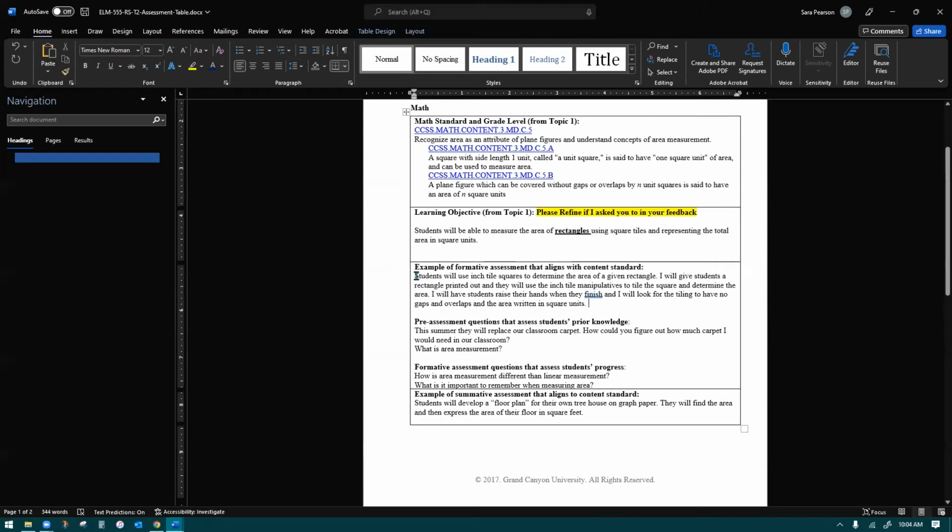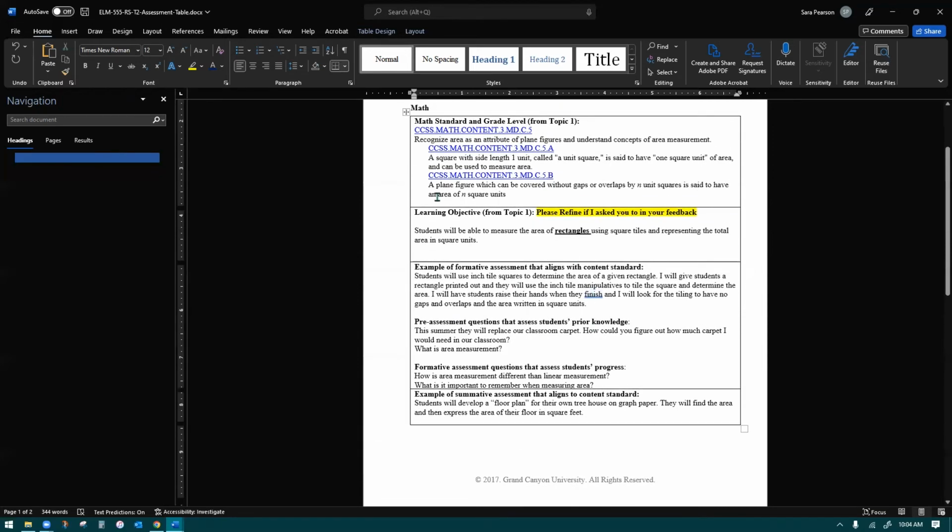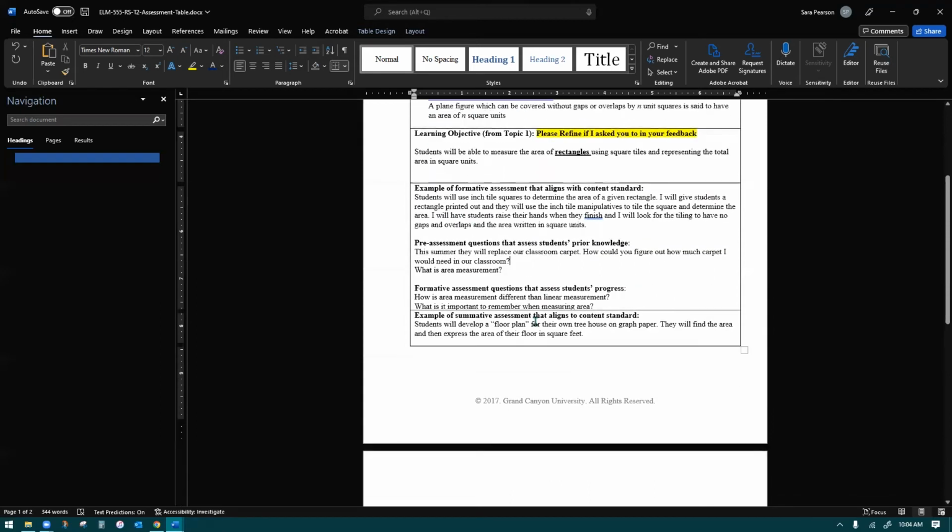The more detailed you are like this, the better it will be for me, so I can really understand what you're trying to say. All right, so then you're going to develop pre-assessment questions that assess students' prior knowledge. So think about this before I start teaching this standard and this objective. How am I going to see what students already know?